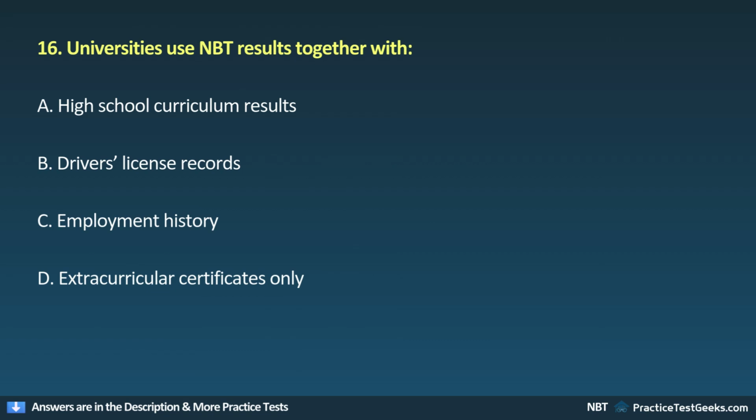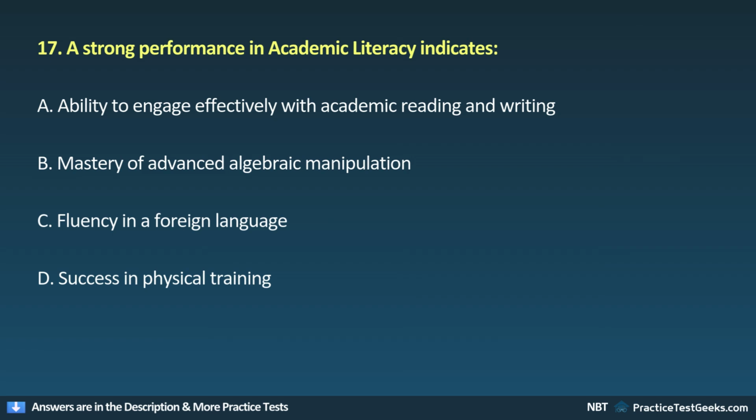16. Universities use NBT results together with A. High school curriculum results. B. Driver's license records. C. Employment history. D. Extracurricular certificates only.